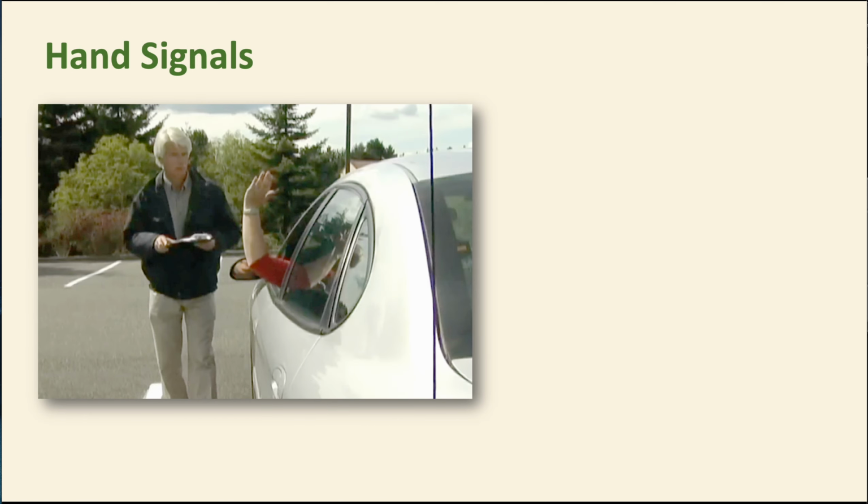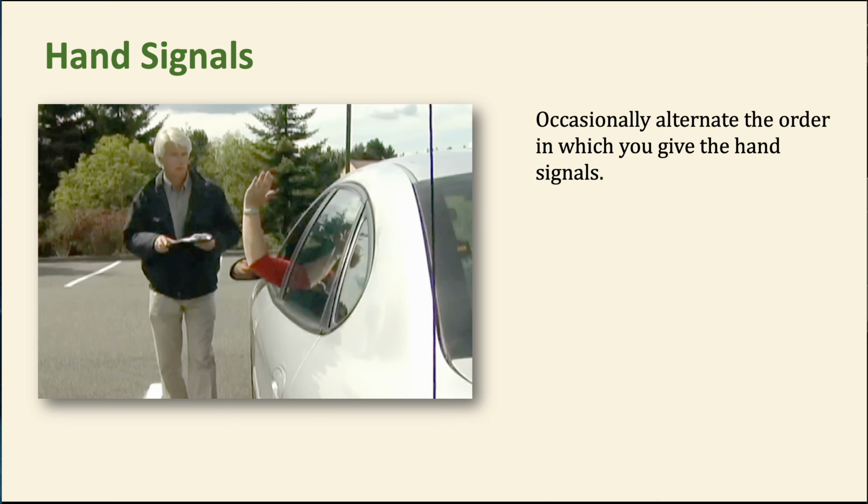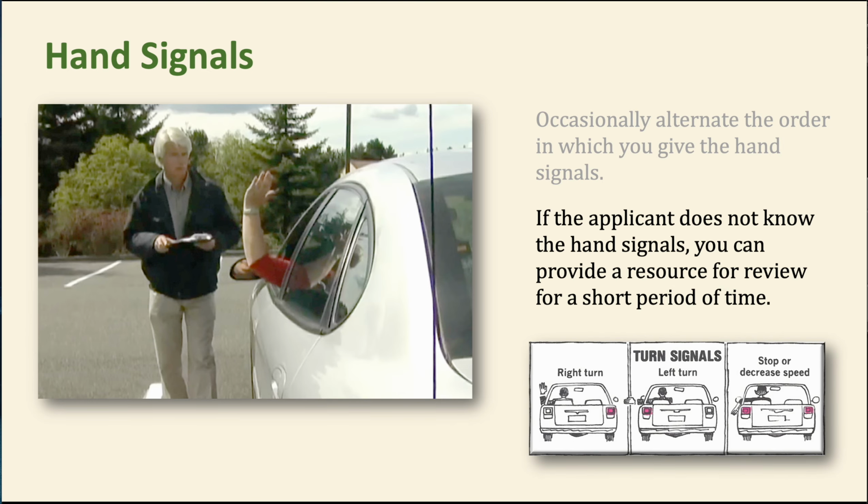You'll be asked to do the hand signals of the course. Occasionally alternate the order in which you give them. Now, if they don't know the hand signals, it does happen. You can either provide them a resource, you can hand it to them and have them teach themselves. You can send them back into your location if you've got a poster on the wall. What you cannot do is teach it to them and show them how to do the hand signals. It's something they're supposed to know.